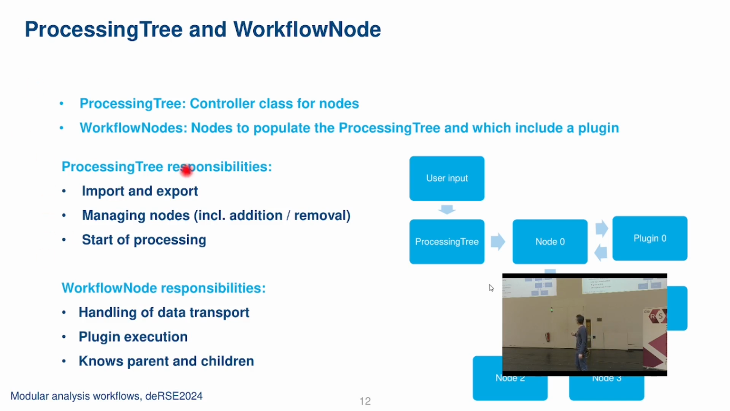So yeah, if a user inputs data, it goes to the processing tree, and then through all the nodes, makes the loop through the plugins before it's handled further down. Why like this? Because the node is then part of the framework, whereas the plugins can be plugged in externally, and you can add them without having to modify the base code base.